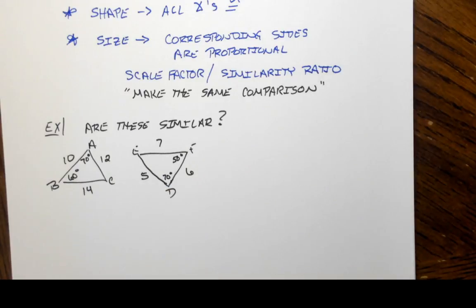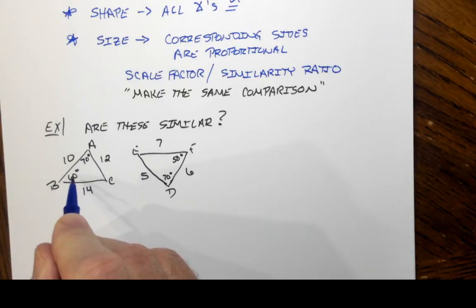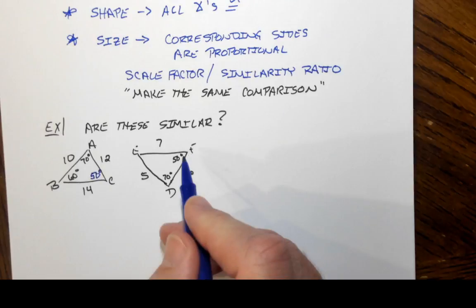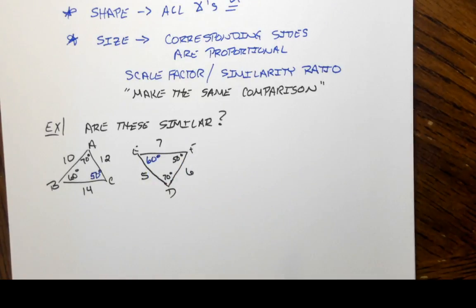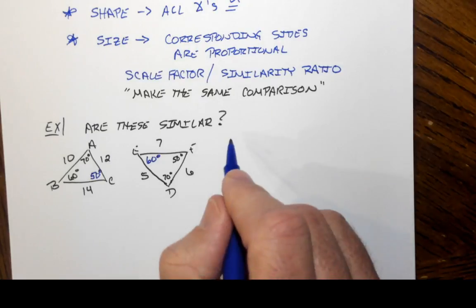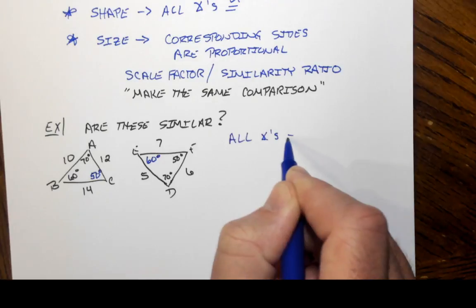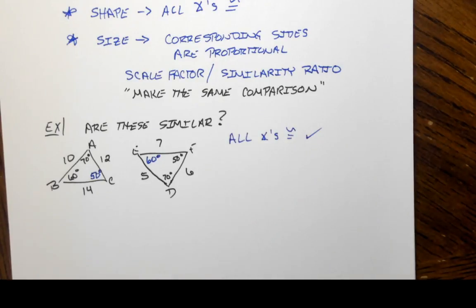The side, if the angles ain't matching up, there's no sense worrying about the sides. So as we look, that's going to give us 130 degrees, so that's got to be 50 degrees. That's 120, so that's got to be 60 degrees. So the first check, all the angles are congruent. Done.